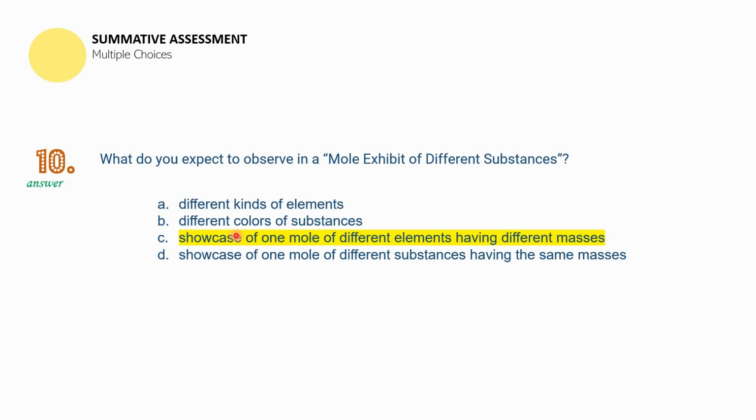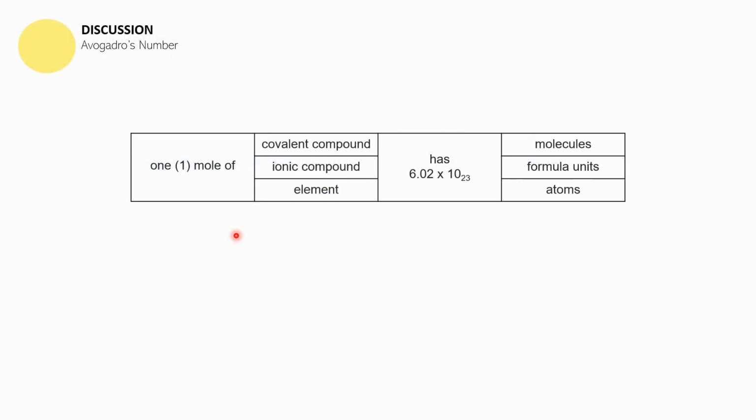So yeah, you can report your score as 10 over 10, and I'm hoping that whatever score you got, you understand that this is an assessment that intends to know what so far you know. Okay, so we're done with the first part. Let us now proceed with the second part. Avogadro's number as a discussion.